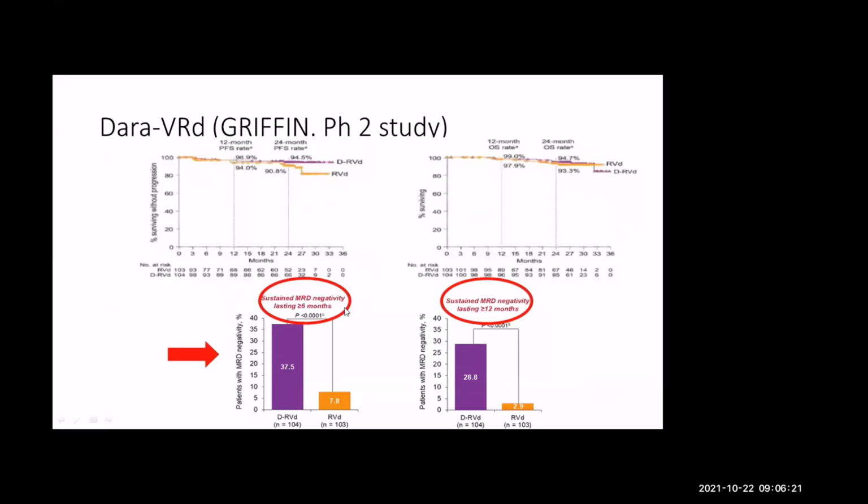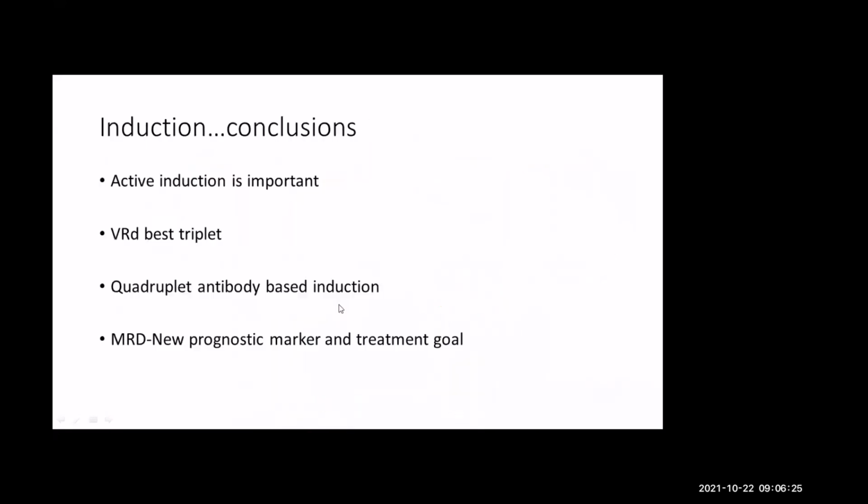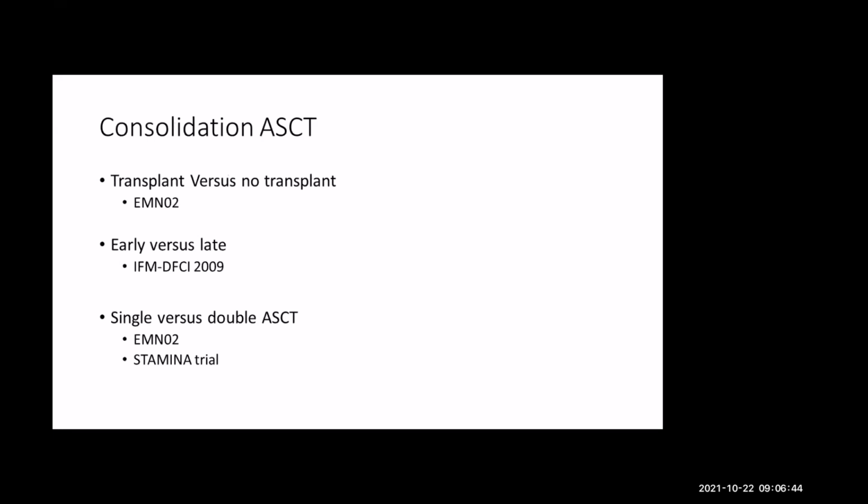And the phase 3 Perseus study, DARA-VRD, is ongoing, which will give us the final or definitive result on this. So coming to the conclusion about inductions, active induction is important, and VRD is the best triplet available to us. Quadruplet seems promising, and they have shown some survival advantages. And MRD negativity should be your goal. It can be used as a marker of an active regimen in your patient. We'll move on to consolidation.